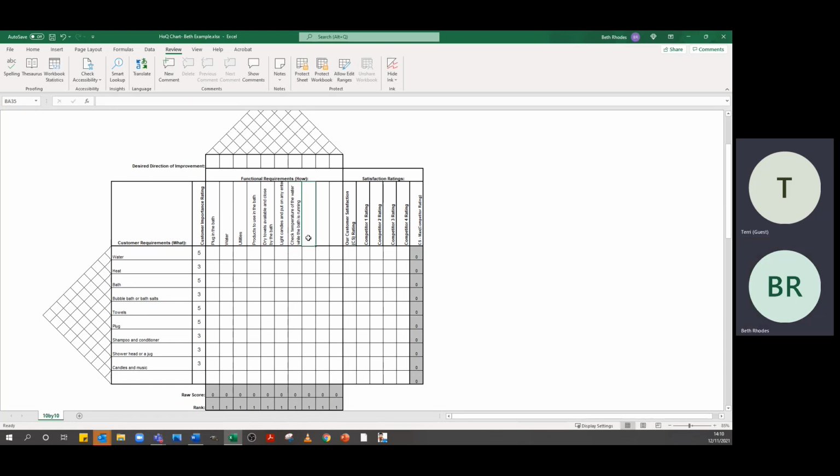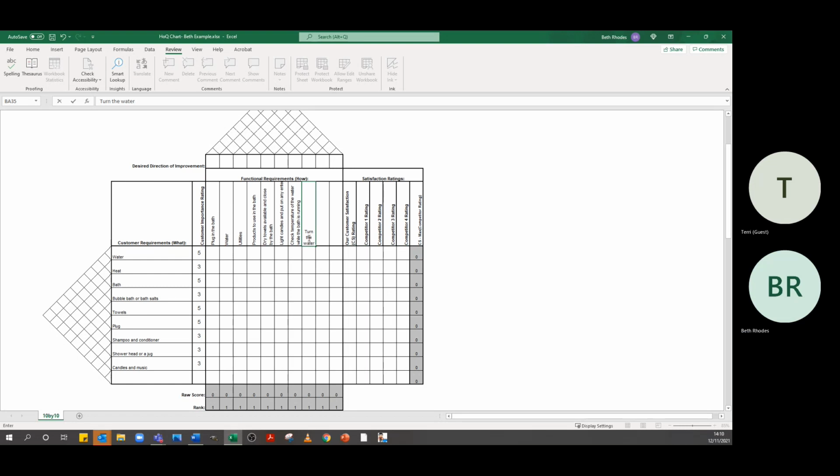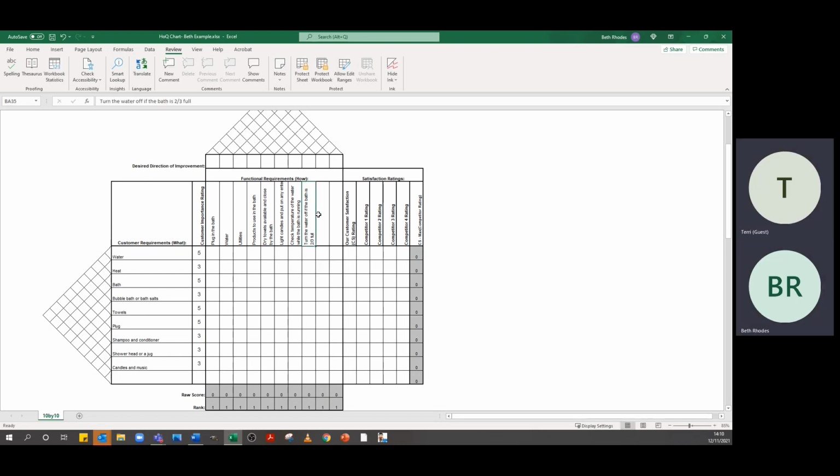And also, I think not just checking the temperature, but stopping the bath water at 2/3 full. Yeah, that's a good idea. Turn the water off. So I'd say 2/3 full. We're allowing for yourself. Okay. Yeah, I think that's it, isn't it?